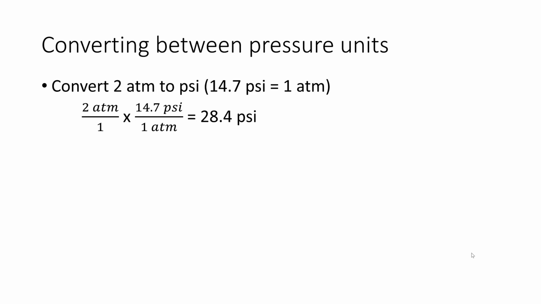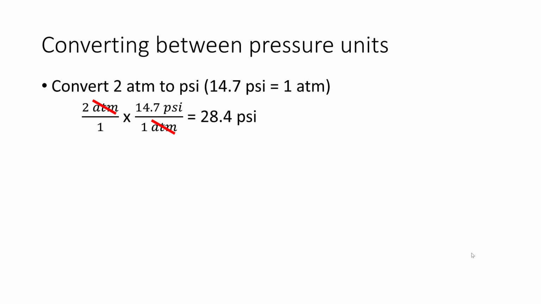So if we wanted to cancel out the atmosphere units, we know that we are going to have to have ATM on the bottom of the next fraction, because something that's on the numerator and something that's on the denominator will cancel out with each other. So in order for ATM to cancel out, they have to be on opposite sides of the fraction bars. And then on the top would be the 14.7 psi.